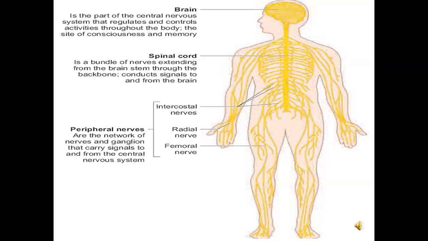Cranial nerves, intercostal nerves, radial nerves, and femoral nerve. So peripheral nerves are the network of nerves and ganglia that carry signals to and from the central nerve system.